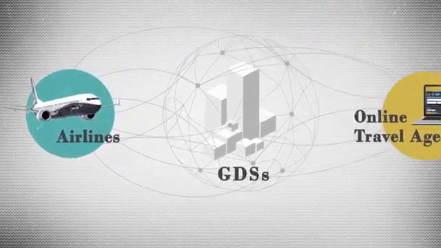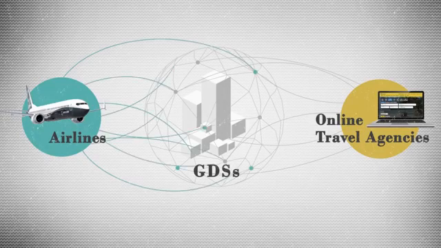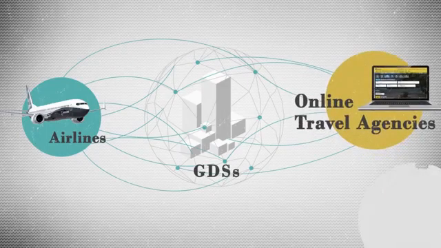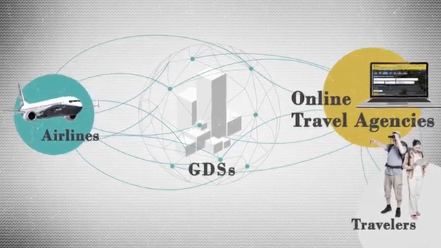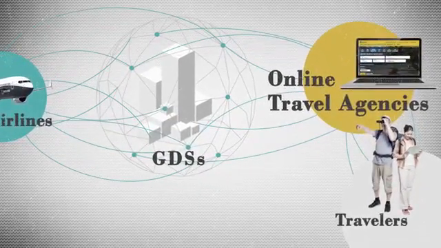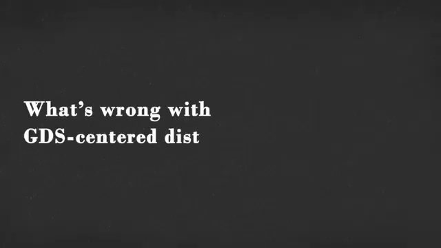Powerful middlemen, GDSs have become close to a monopoly on the air travel distribution market. For many years, they've been the main point of contact for both airlines and agents, including online travel agencies. Most travelers today research prices at OTAs, and about a third of travelers worldwide purchase tickets there. What's wrong with GDS center distribution?